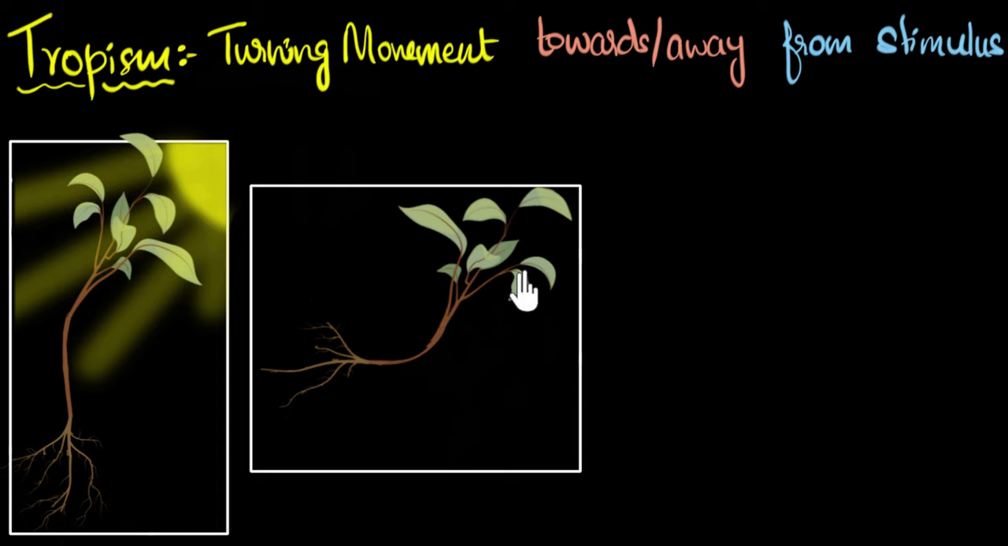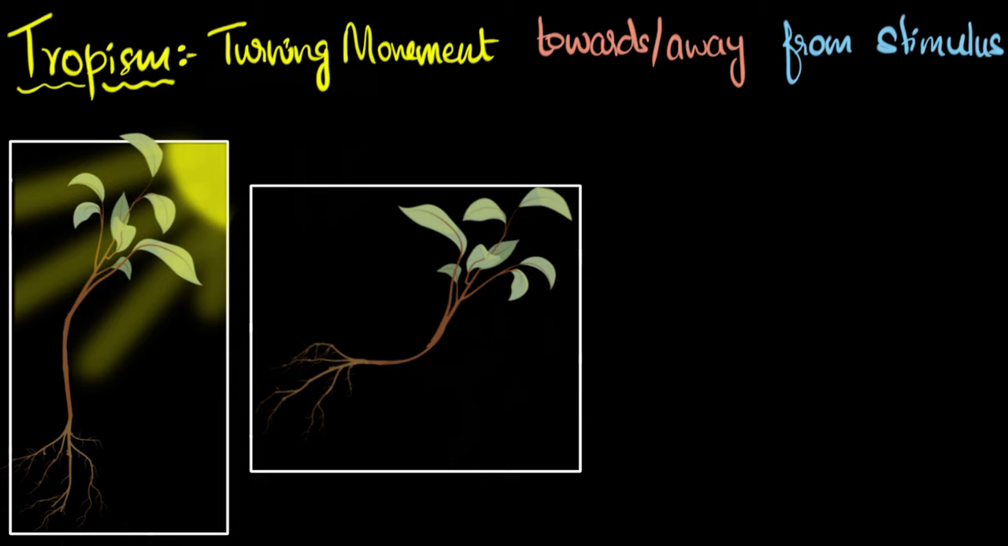But what's the stimulus over here? The stimulus over here is gravity. You will see that this thing is always going to grow against gravity. So it's a turning movement away from gravity. And similarly, if you look at the roots, you will find that the roots will again start growing down. This is also a turning movement towards gravity. So this is also tropism.